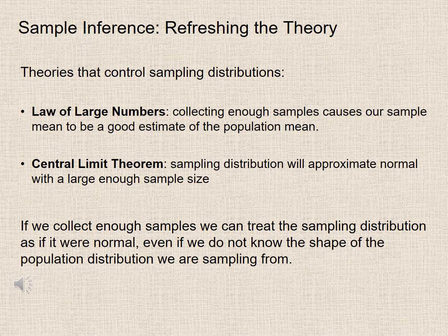Let's take a moment to refresh the theories that control sampling distributions. First, the law of large numbers allows us to assume that by collecting enough samples, our sample mean will provide a good estimate of the population mean. And second, the central limit theorem allows us to assume that a large enough sample provides us a sampling distribution that will be approximately normal no matter what the population distribution looks like. Together, these theorems mean that even if we do not know the shape of our population distribution we are sampling from, we can draw inference about that population if we take enough samples.